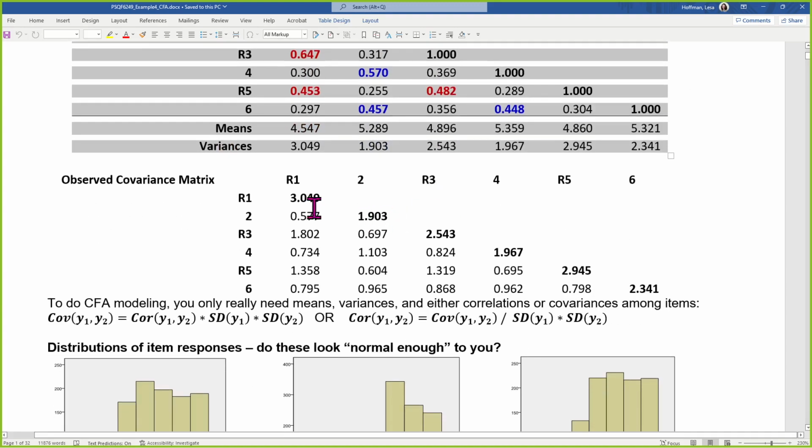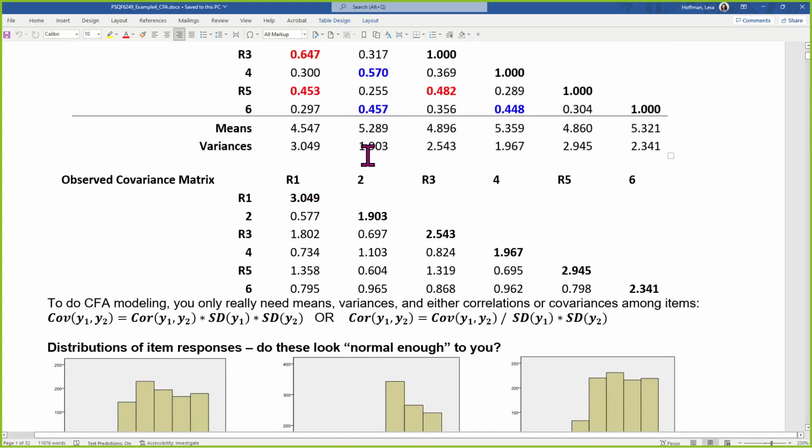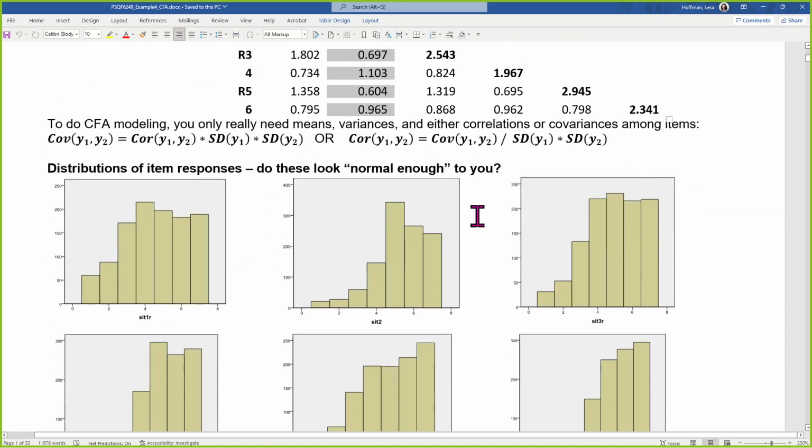Here's the covariance matrix. So in terms of what the model is going to try to do, it's going to try to recreate these 6 means. It's going to try to recreate these 6 variances, and it's going to try to recreate all of the covariances among these 6 items. That's the data going in. I have the conversion formulas for you in case you forget those, how to get from a correlation to a covariance or back and forth. You only need one or the other if you have the means and variances.